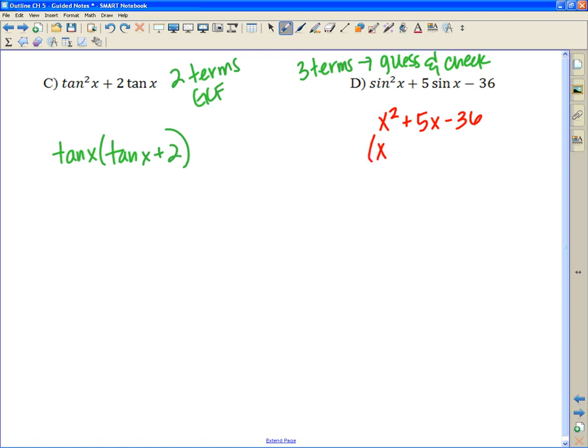Guess and check (x + 9)(x − 4). Now, you would need to replace that with sine of x + 9 and sine of x − 4. Now, let's do a little foreshadowing here. This is just simplifying an expression. Later on, they will be equations, and we will put equal signs in here.